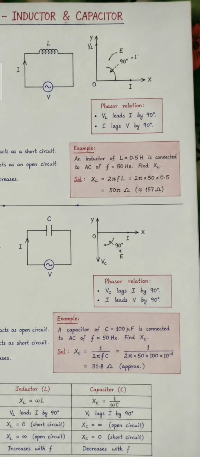And one example: an inductor of L equal to 0.5 Henry is connected to AC of frequency 50 Hz. Then find XL. They have already given the frequency and the L value, so we can find it using the formula. XL is equal to 2 pi fL, that is 2 pi into 50 into 0.5, approximately equal to 157 ohm.